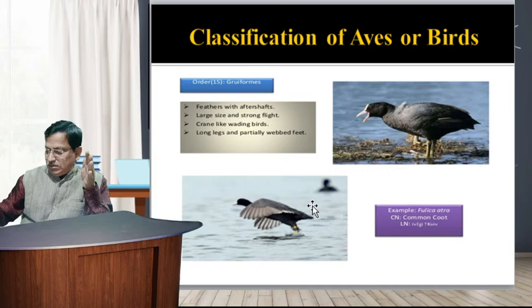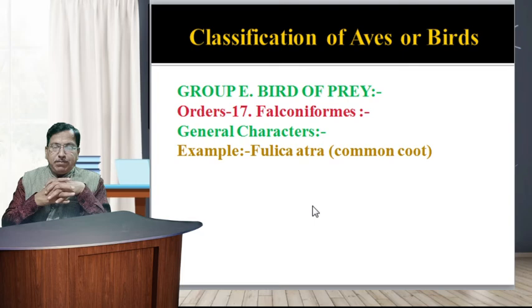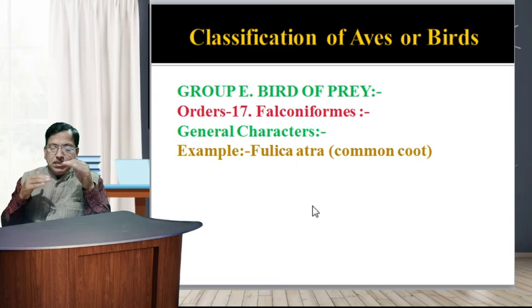Next group E is called raptorial birds or birds of prey. Example, order 17, Falconiformes. The characters are: diurnal, strong flyers, beak short and curved at the tip, feet with sharp curved claws adapted for grasping and holding the prey. Examples are Milvus migrans, common kite, Accipiter badius, hawk.